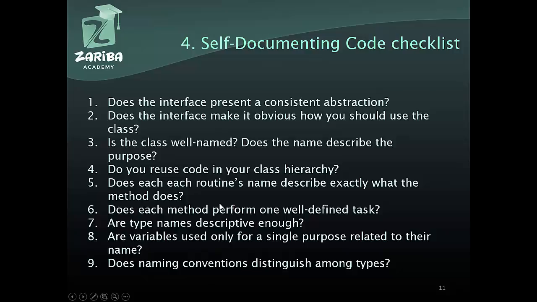Do naming conventions distinguish among types? This is why I teach you Pascal case, camel case, writing with capital letters and so on, so that as soon as you see some name, it will be easier for you to see what it is. Is it a method? Is it a class? Is it an interface? Is it a variable with camel case? Or is it a constant, which is very, very easy to see?